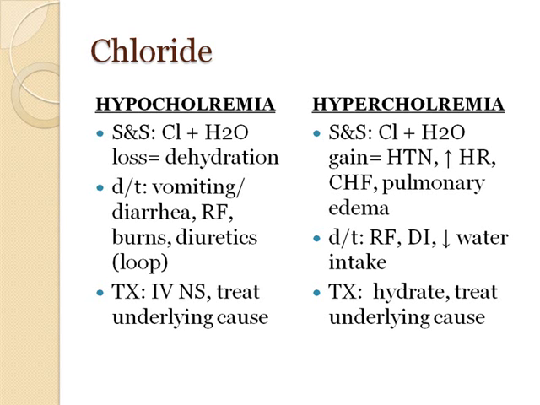Treatment of hypochloremia will include IV of normal saline, and then treating the underlying cause, fix whatever's causing the problem. With hyperchloremia, signs and symptoms, if water is gained as well, is you'll get hypertension or increased volume. You'll have increased heart rate, may develop congestive heart failure or pulmonary edema.